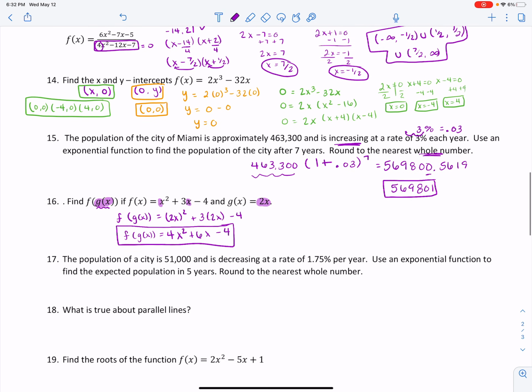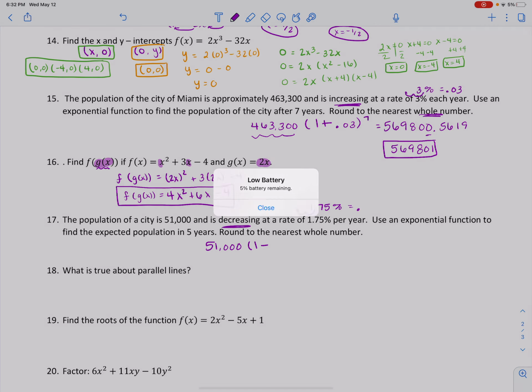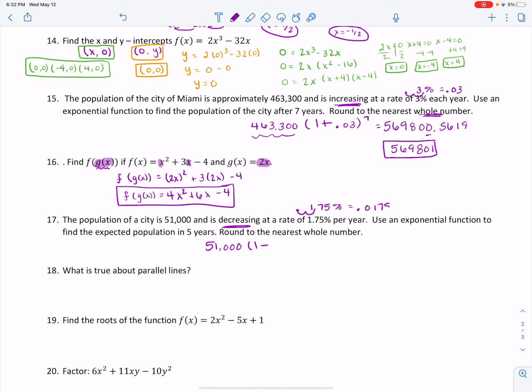All right. The population of a city is 51,000 and is decreasing at a rate of 1.75% per year. Use an exponential function to find the expected population in 5 years. So we're going to start with our initial value, 51,000. Because we're decreasing, 1 whole minus 1.75%, which is 0.0175, raised to the power of 5 years.